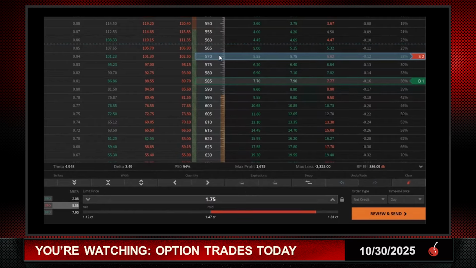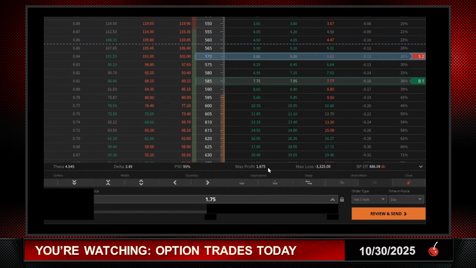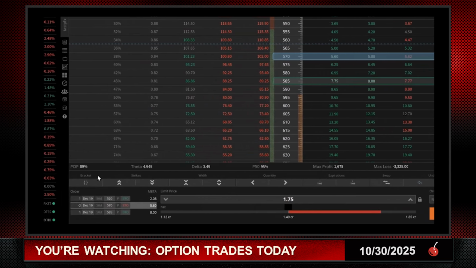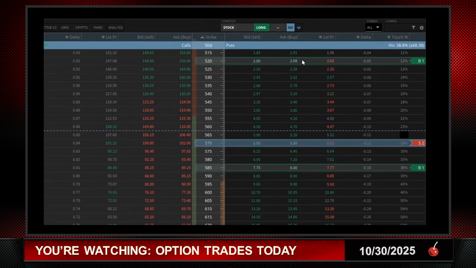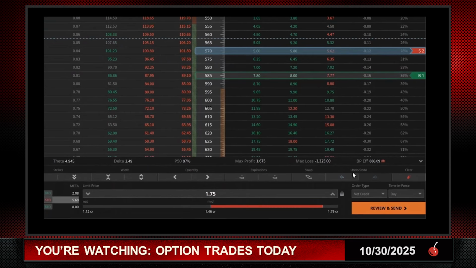Why? Because at 570, this 585, 570 put spread that I put on would be worth $1,500 plus the $175 I collected. That brings my profit up to $1,675. Nice probability of profit, 89%. Obviously, buying that 520 put reduces the amount of credit I receive, but it changes the amount of buying power I'm using greatly and in my favor.